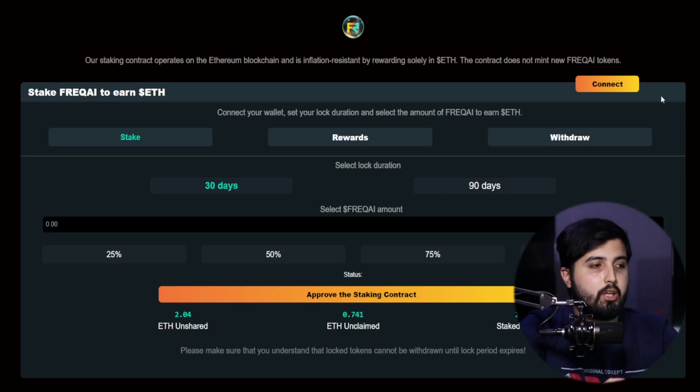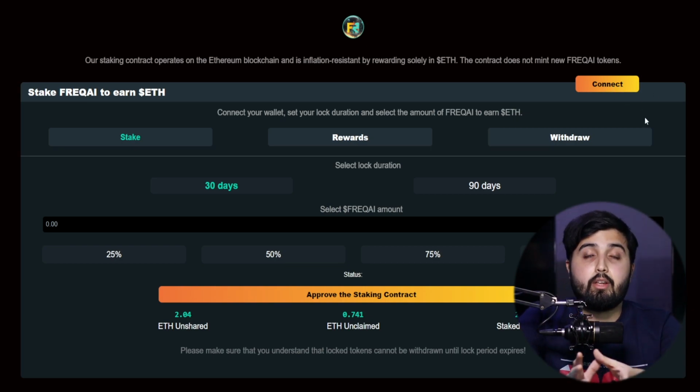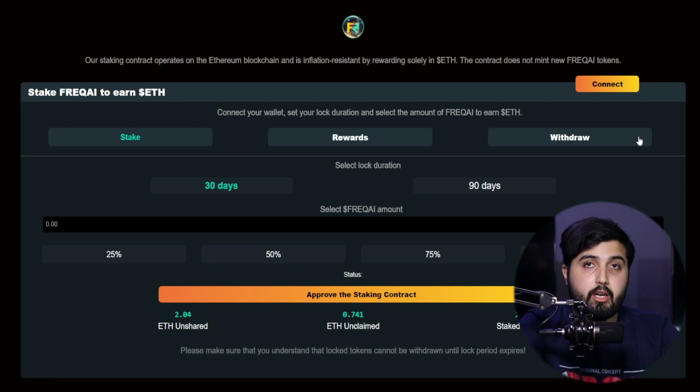We get the option to connect our wallet, so you can connect your MetaMask wallet. Since this is on the Ethereum blockchain, their staking contract rewards solely in the Ethereum token. The contract does not mint new Frek AI tokens. So what you need to do first is buy the Frek AI tokens, and you keep them in your MetaMask wallet. Make sure that you have the Ethereum network selected in it when you connect it.